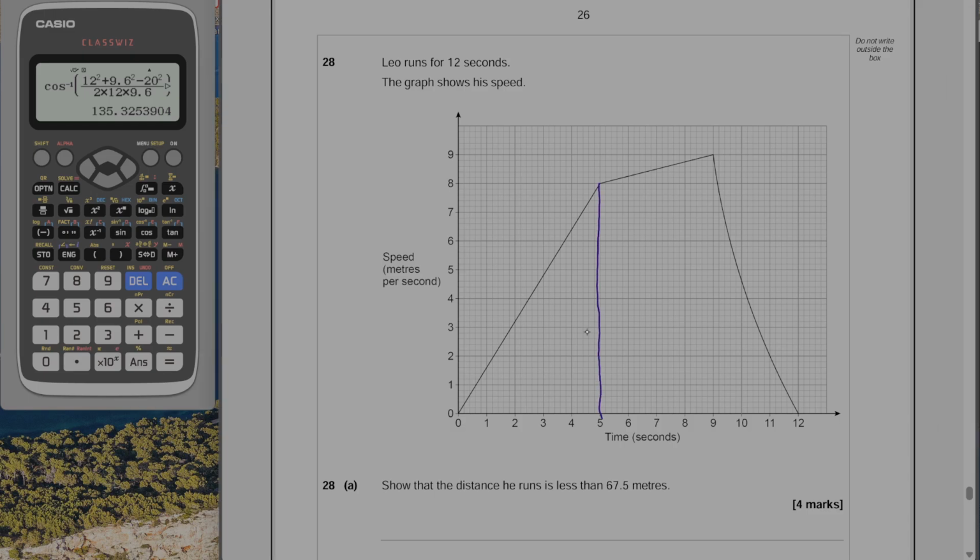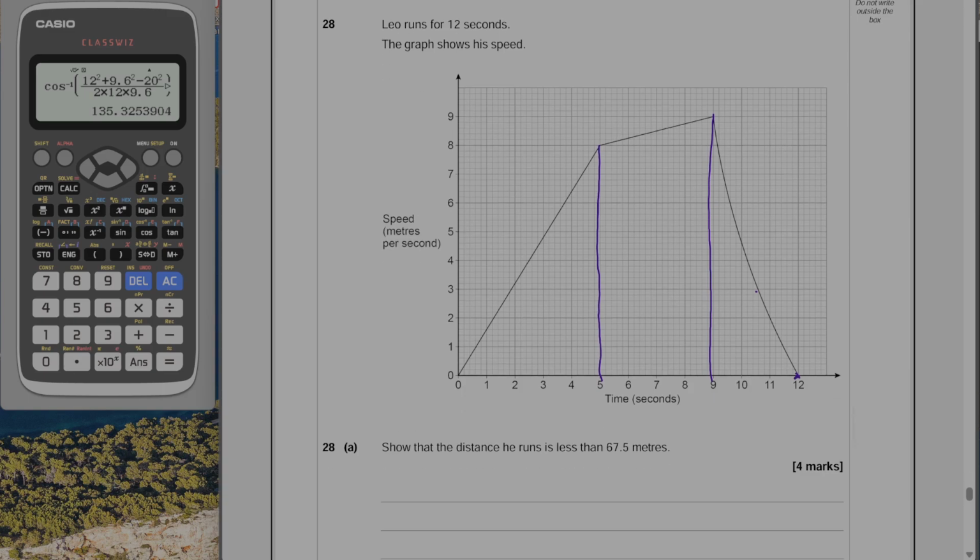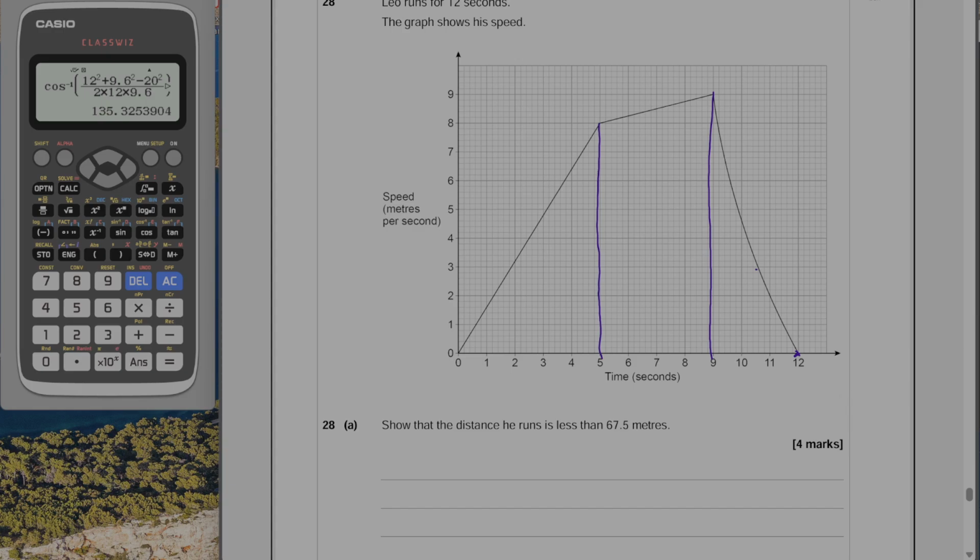Okay. 4 marks. Just trying to work out how accurate to be with this. We want the area under the curve. I'm suggesting splitting it into 3 shapes: a triangle, a trapezium, and a triangle. But we could go even more accurate and split that further. I think I'm just going to treat it as a triangle, though. It doesn't say anything more detailed than that. So the distance he runs is less than.